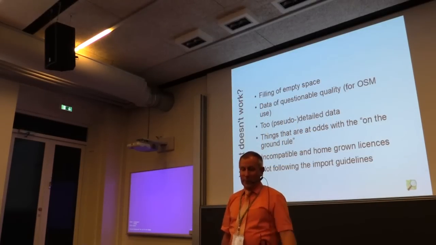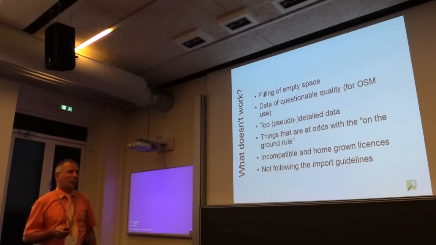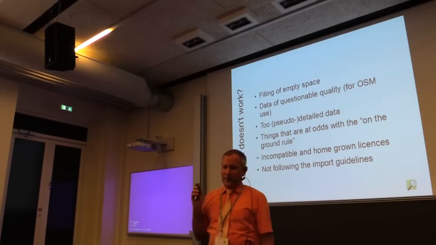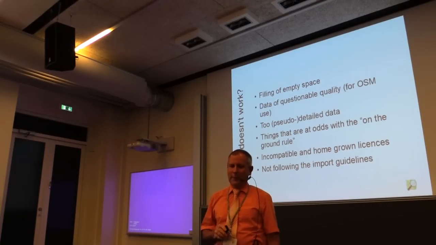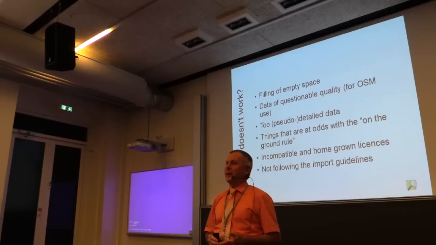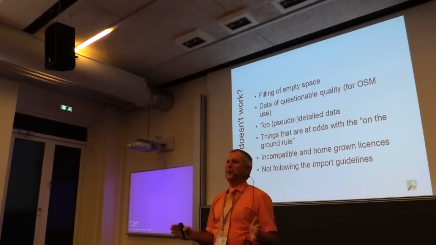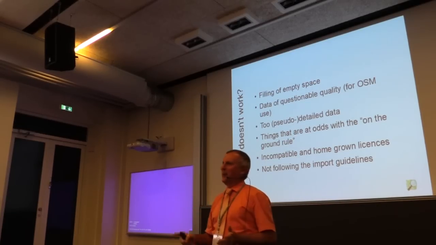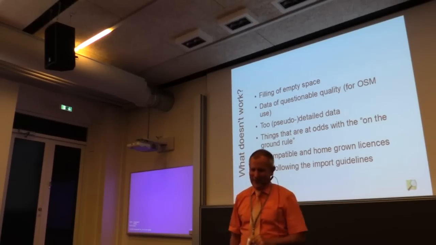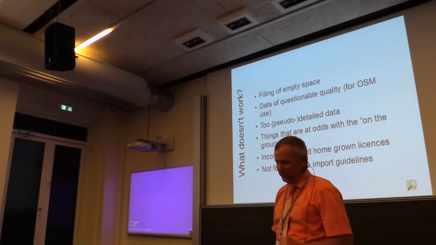Now what will not work? As I said, filling of empty space typically does not work. Stuff with questionable quality typically does not work. Very important, things that are at odds with our on-the-ground rule will not work. One of the principles of OpenStreetMap is that we actually go out and survey stuff ourselves. And it may be very interesting that you have this authoritative list of street names. If they're not on the street signs, we're going to use what's on the street signs. And we will take note of the official street name, but it will not be what we primarily use.